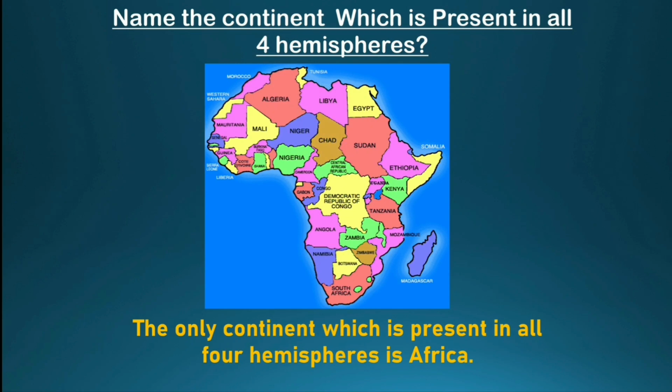You might have observed the name of the continent which is present in all the four hemispheres. Here is the map of that continent. The only continent which is present in all four hemispheres is Africa.